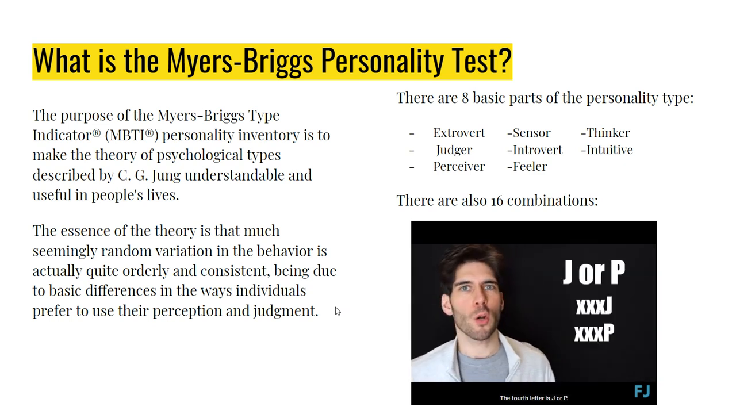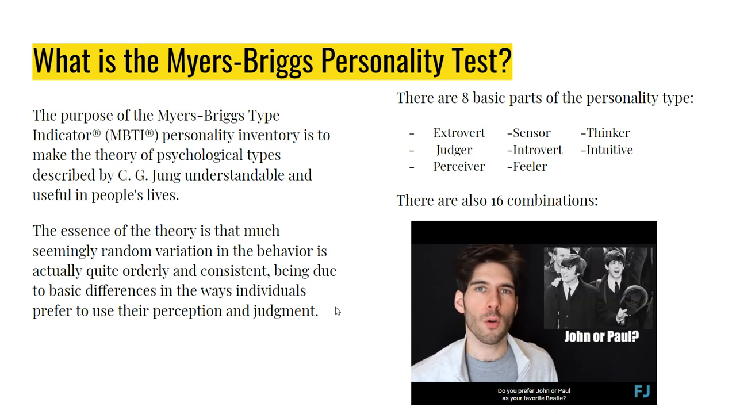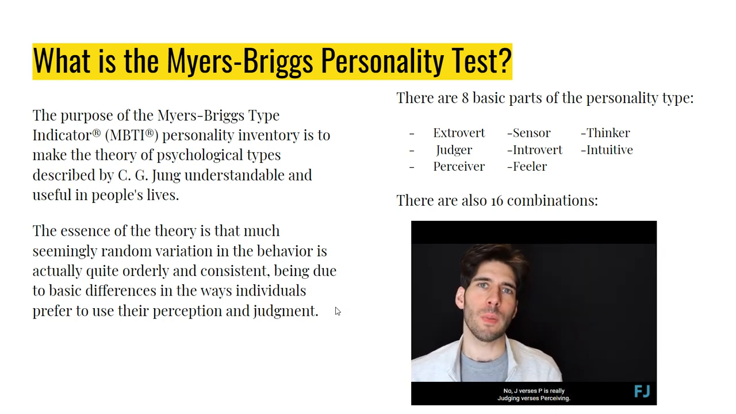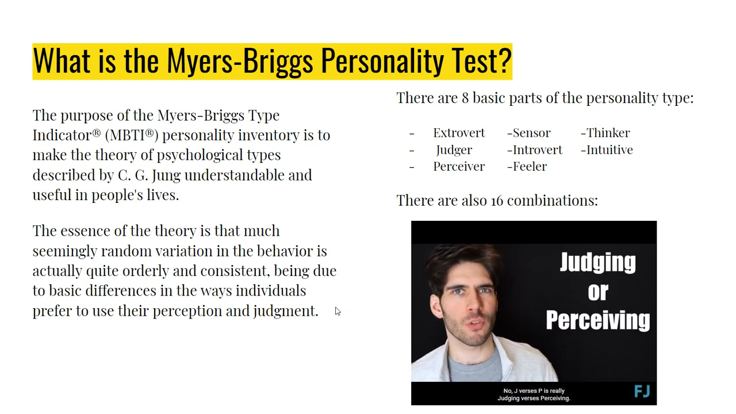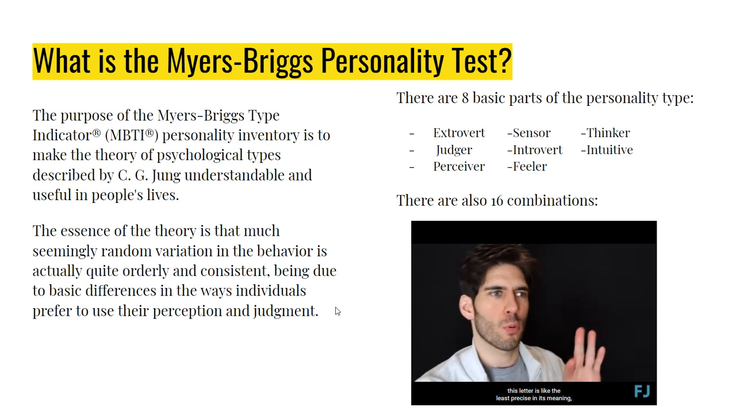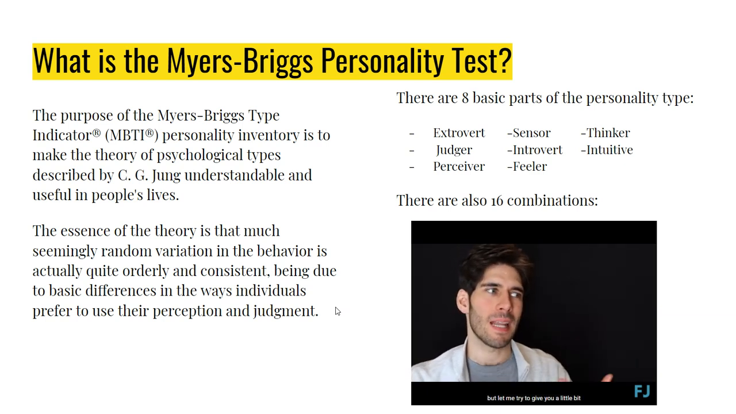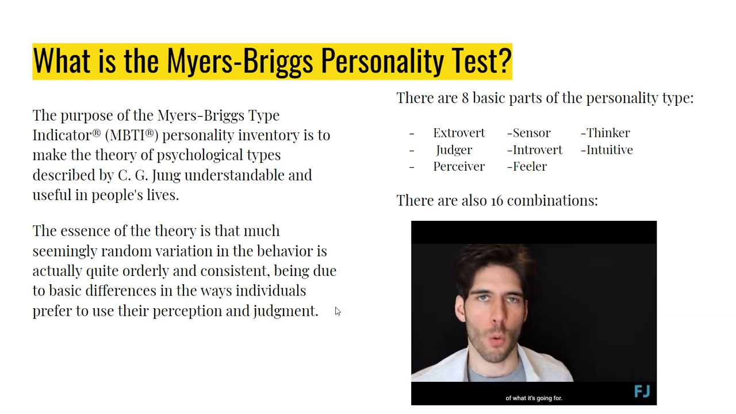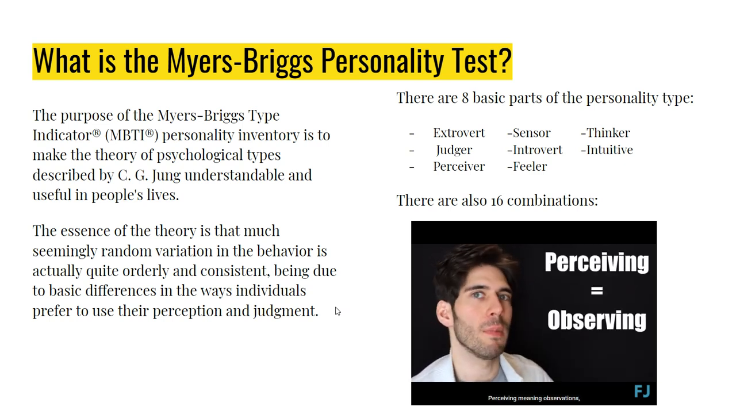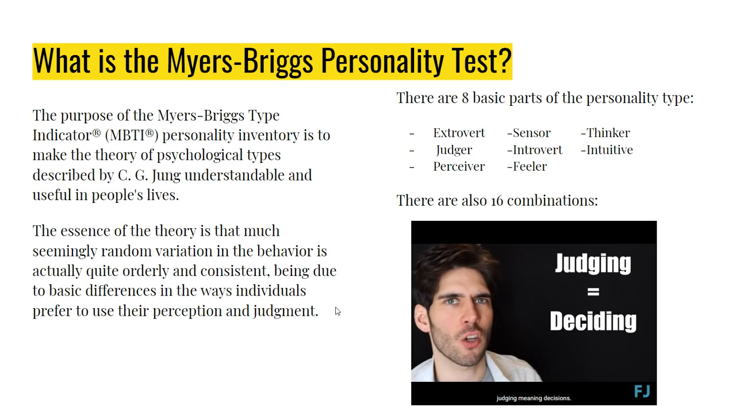The 4th letter is J or P. Do you prefer John or Paul as your favorite Beatle? Ha ha ha, just kidding. No, J versus P is really judging versus perceiving. And to be honest with you, this letter is like the least precise in its meaning, but let me try to give you a little bit of what it's going for. The P and J stand for perceiving and judging. Perceiving meaning observations, judging meaning decisions.